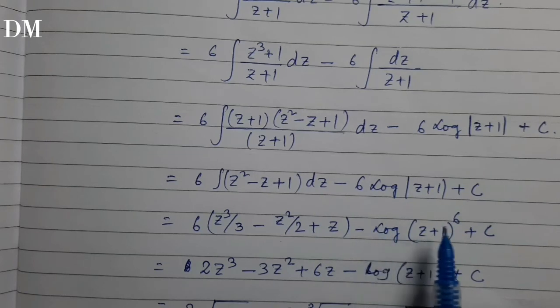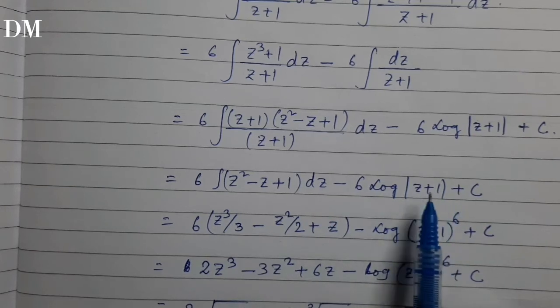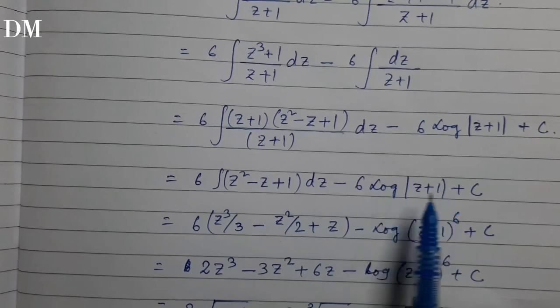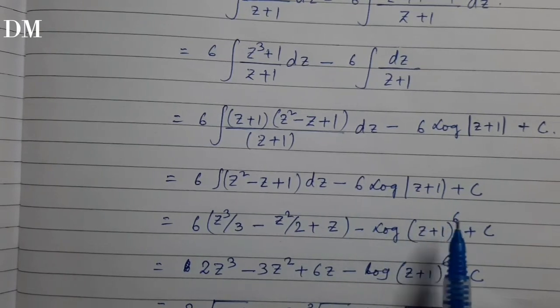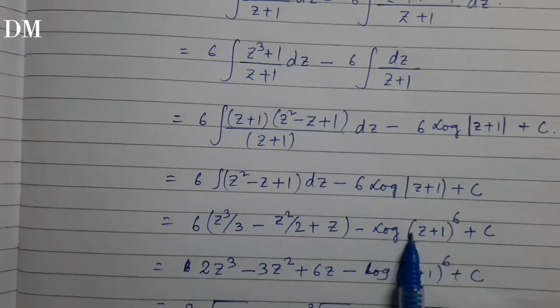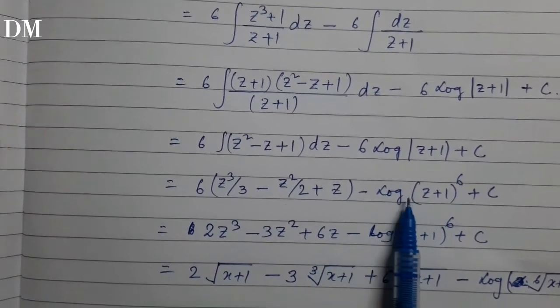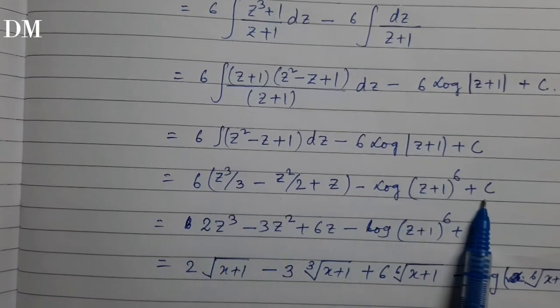So it will be log of z plus 1 whole to the power 6. Now you are thinking, where is the mod? Why have I given the mod? Because inside log there cannot be negative. That is why in the formula mod is there. Now if you do whole to the power 6, it will always be positive. So you can keep mod, don't keep mod, doesn't matter. So therefore I am not keeping the mod here. So therefore this will be like this.